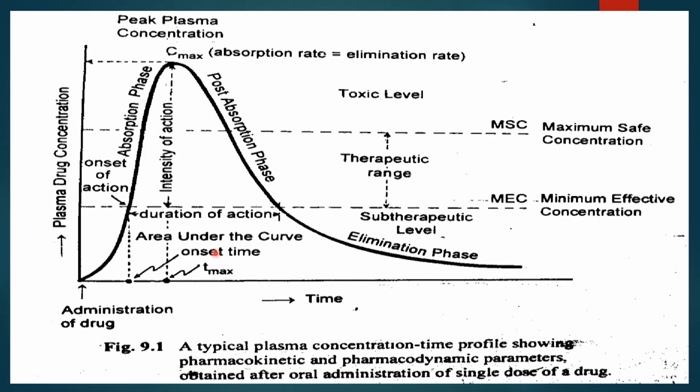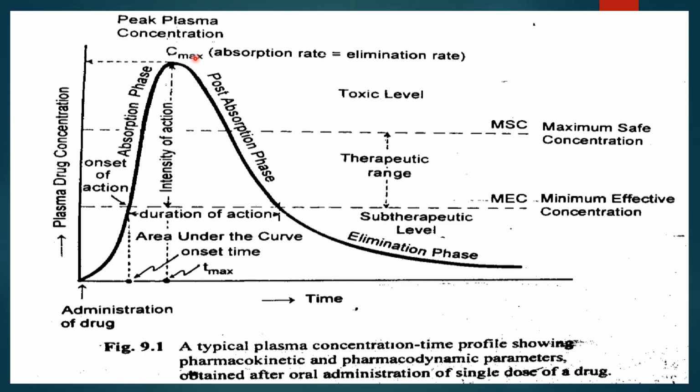Now, what is the peak plasma concentration? Cmax. The peak plasma concentration is defined as the point of maximum concentration of drug in plasma. It is called a peak, and the concentration of the drug at the peak is known as the peak plasma concentration. It is denoted by Cmax. It is the highest, maximum drug concentration, and it is expressed in microgram per ml.